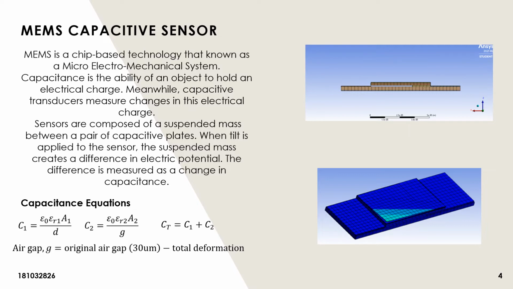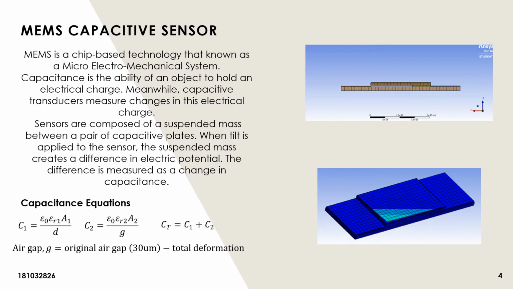For my part, I will talk about the MEMS capacitive sensor. MEMS is a chip-based technology known as a microelectromechanical system. Capacitance is the ability of an object to hold an electrical charge, while a capacitive transducer measures change in this electrical charge.